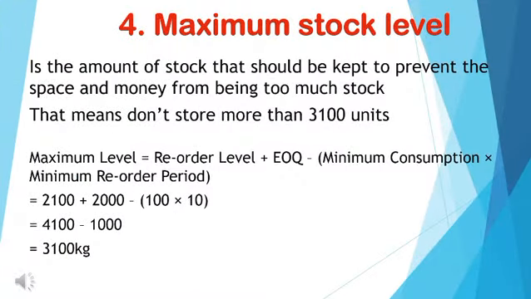Maximum level. The maximum level is the highest quantity of material that should be kept in a store. This is calculated as maximum level equals reorder level plus EOQ minus minimum consumption times minimum reorder period. Reorder level 2100, EOQ 2000, minimum consumption 100, minimum reorder period 10. Then the answer here is 3100 units.